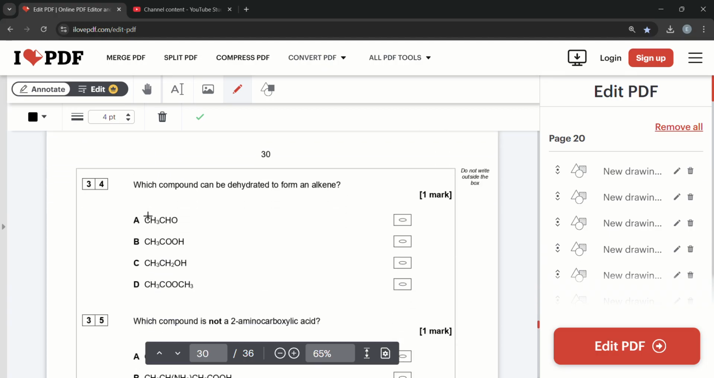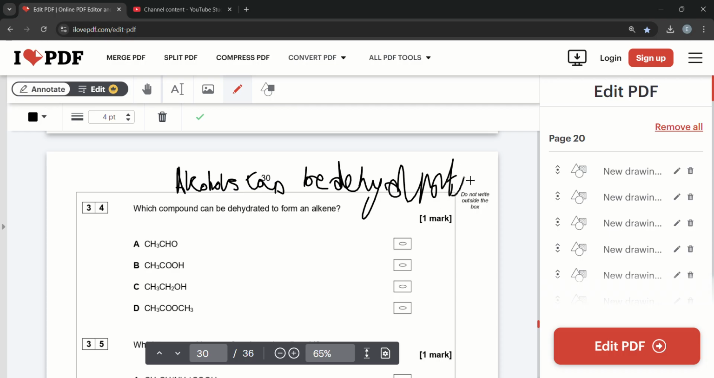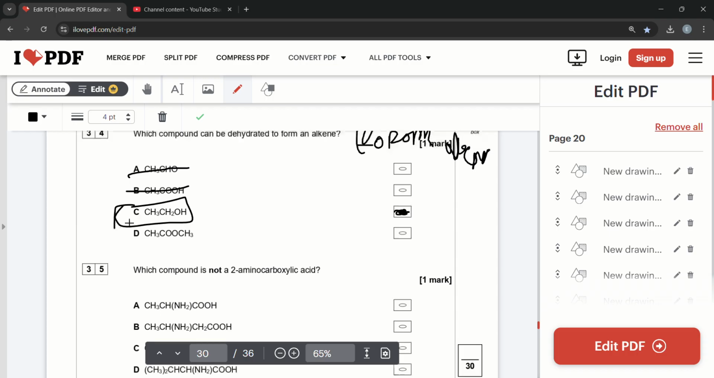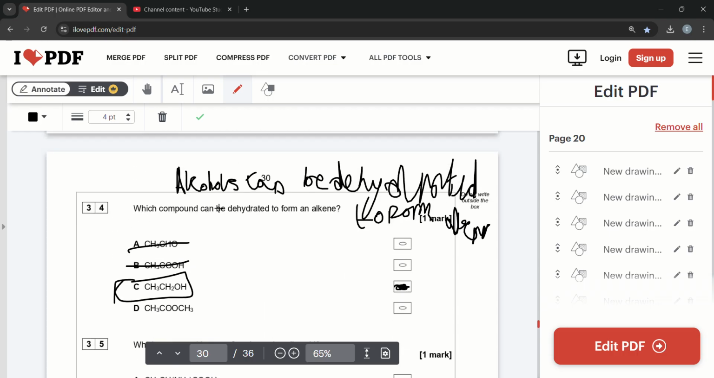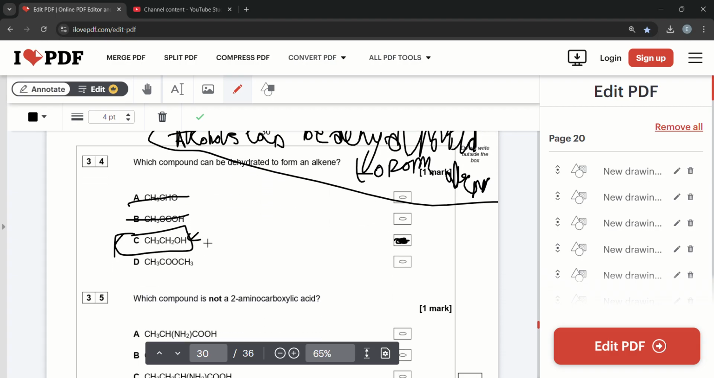Which compound can be dehydrated to form an alkene? Remember, alcohols can be dehydrated. It's just learning these key things. Alcohols can be dehydrated to form alkenes. So which one's an alcohol? That's not an alcohol. That's a carboxylic acid. This is an alcohol. It's got your OH group, your hydroxyl group. Therefore the answer is C. That's simple. It looks like a really hard question. I found it really hard. But once you just learn that alcohols will dehydrate to form alkenes and just look for the OH group, it's going to be C.